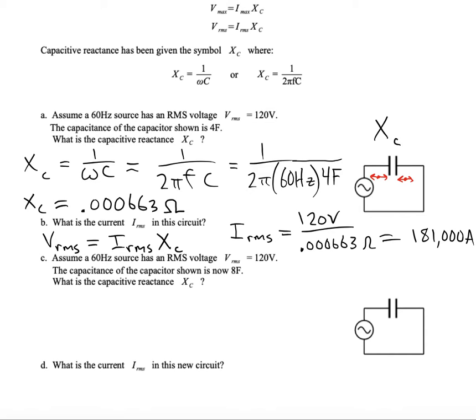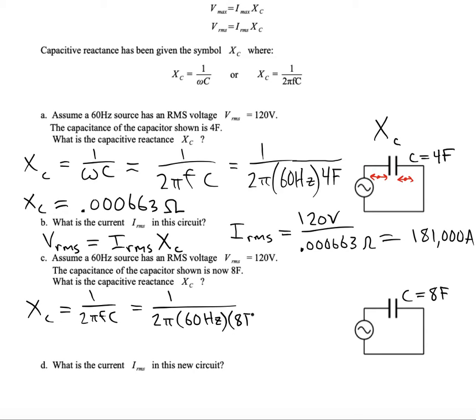If we want to change the amount of AC current that's being developed, we can change the capacitive reactance. And one way to do that is to introduce a different capacitance. The old capacitor was 4 farads. Now we'll have a new capacitor of 8 farads, and let's see how the current changes. We'll calculate the new capacitive reactance. We have the same frequency of oscillation for our source. But as we can see, increasing the capacitance is going to decrease the overall reactance. All right, now our reactance is 0.000331 ohms, so it cut the reactance in half.